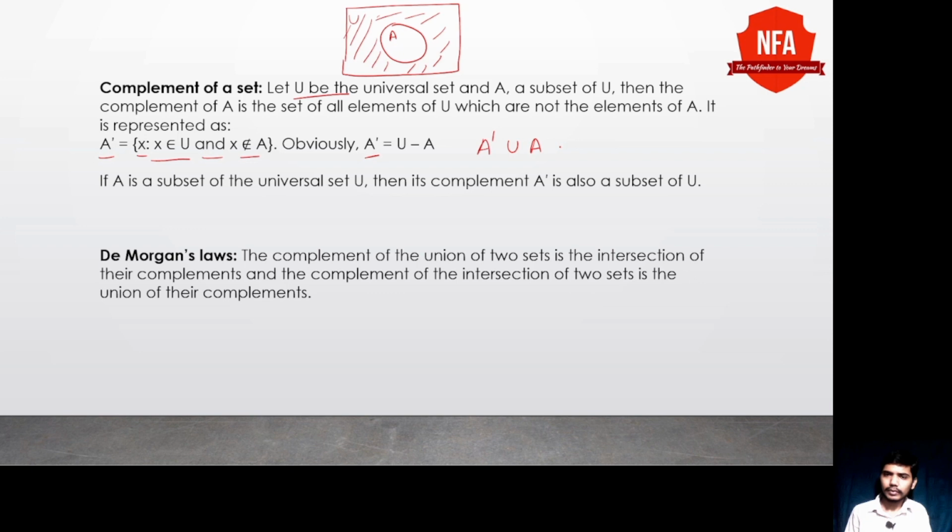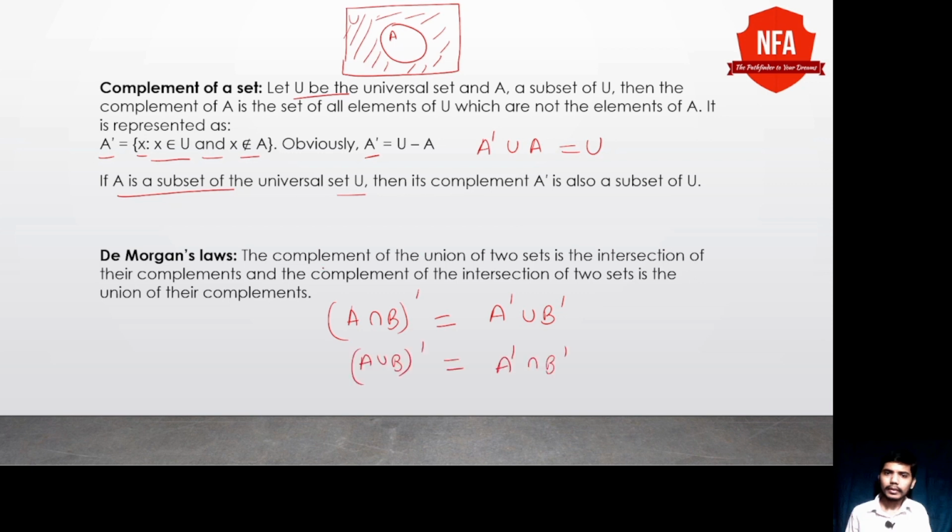And since A is a subset of the universal set, its complement will also be a subset of the universal set. Now let's look at De Morgan's law. De Morgan's law says that (A intersection B) whole complement equals A complement union B complement, and (A union B) complement equals A complement intersection B complement.